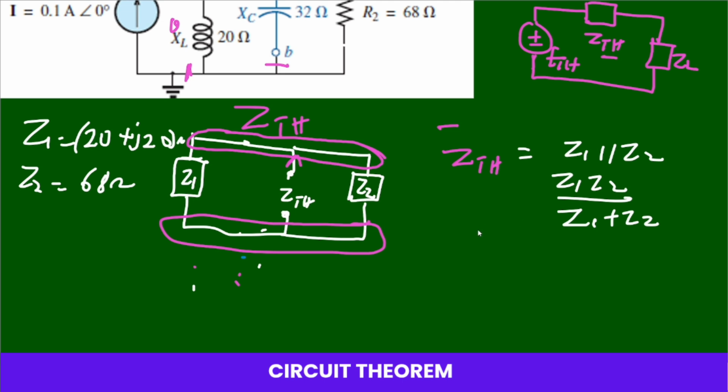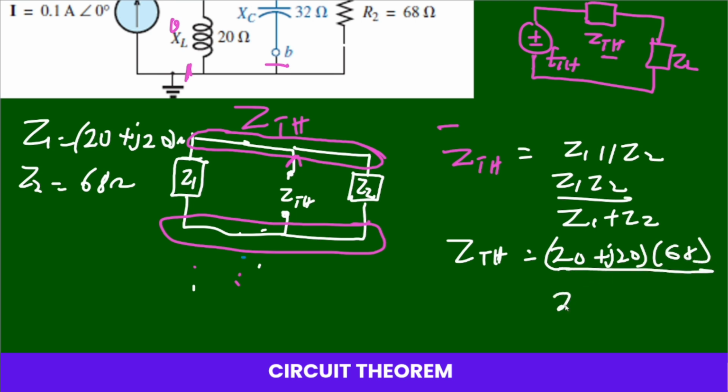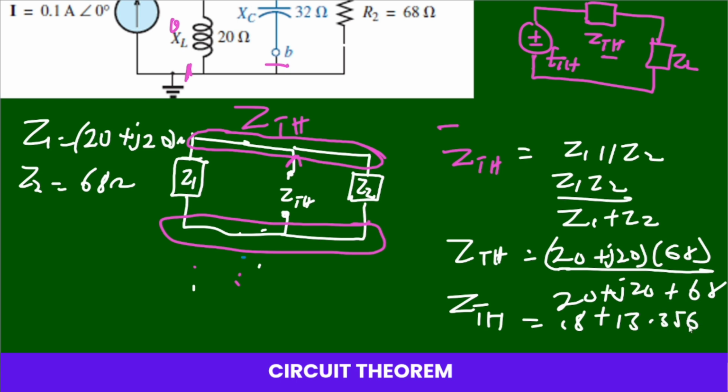Now we know the value of Z1. So ZTH will be equal to Z1, which is 20 plus j20, all multiplied by 60, that's the product, divided by the sum, which is 20 plus j20 plus 60. Means that our total ZTH will be equal to 18 plus j13.356.